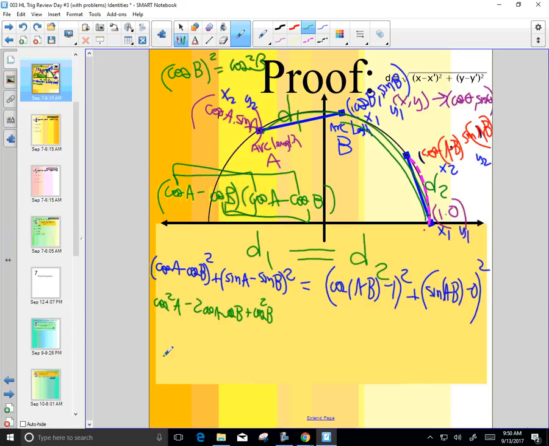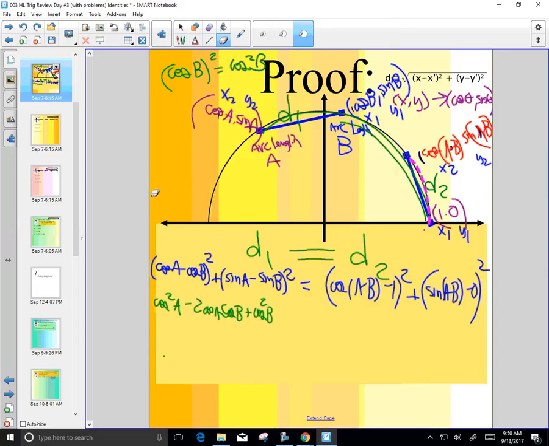Can you just clarify what the middle terms are? Absolutely. Cosine A, cosine B times 2, because there's 2 of those. Oh, you guys are doing great. Well, then we just keep going.